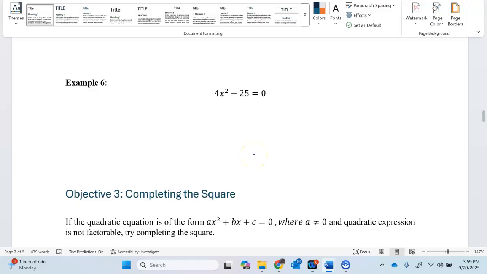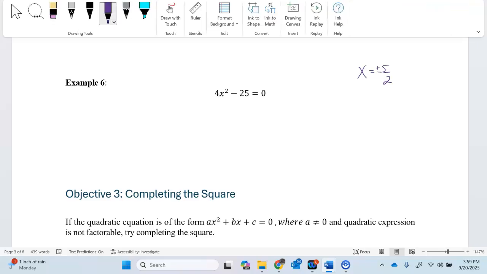Oh, we solved this one already. Remember, you can look at the previous video. We got two solutions for this. I believe it was plus or minus 5/2, and we solved it by factoring. So let's see if we get the same thing. We should. I'm going to add 25 to both sides. So I get 4x squared equals 25.